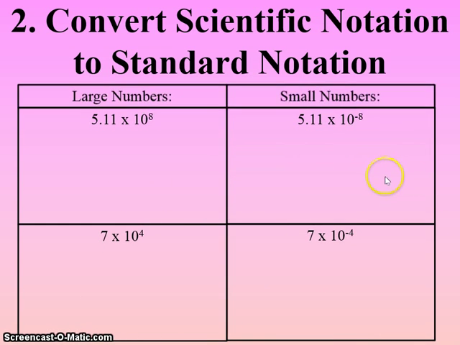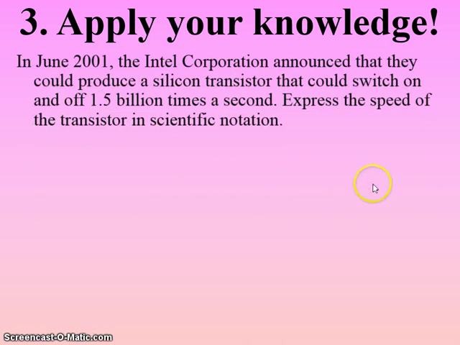Alright, let's move on to the third skill and apply our knowledge. In June 2001, the Intel Corporation announced that they could produce a silicon transistor that could switch on and off 1.5 billion times a second. Express the speed of the transistor in scientific notation.